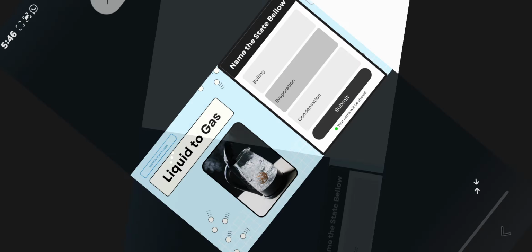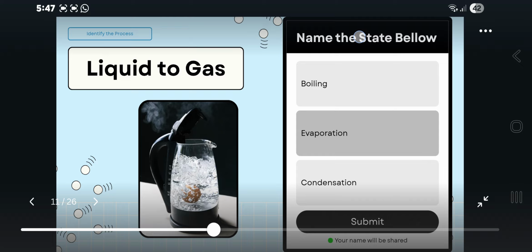Name the state below. Okay, now you have to name the state below. This is the question that you must answer. I'm giving you 1 minute for this. Answer the question. Whenever we move from liquid to gas, what is this? Yes. Whenever we move from liquid to gas, it is called boiling. It is a general question for you guys.